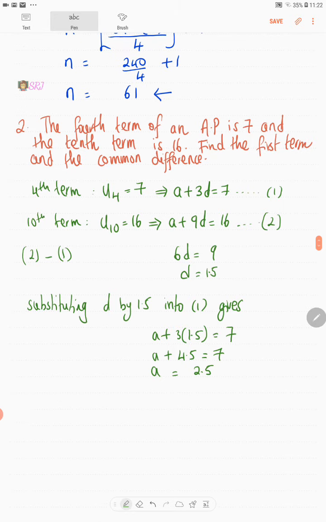So the first term is 2.5, and the common difference is 1.5. As you saw, we just have to apply the formula for the fourth term and for the 10th term. The first one is a plus 3d, and for the 10th term it is a plus 9d. And then we solve simultaneously.